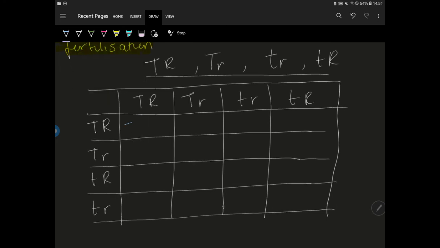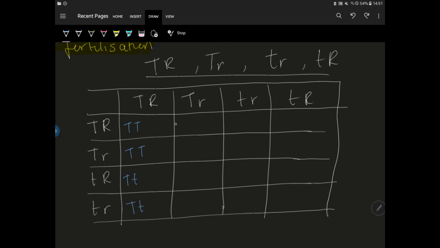Here we have a big T from the top, and a big T from the side. Here we have a big T from the top, big T from the side. Here we have a big T from the top, small t from the side, big T from the top, small t from the side. I hope you can see that. That's where I got my information from. I've just been doing that for each one.